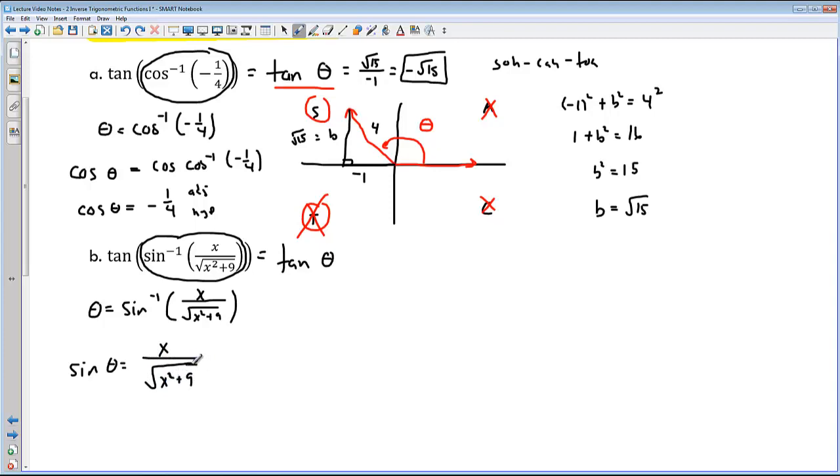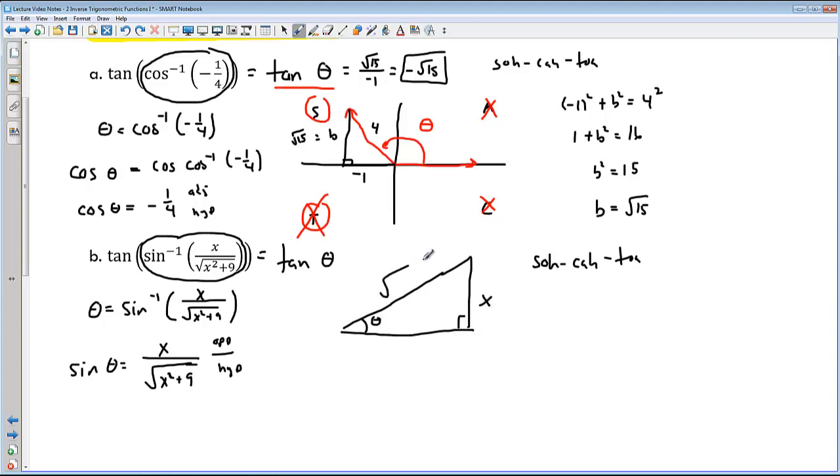And I don't need to worry about the quadrants on this one, so all I need to do is make a right triangle. So I'm going to make a right triangle that has angle theta here. And then I remember this SOHCAHTOA business. And because I have the sine, I know that this is supposed to be the opposite side, and on the bottom you have the hypotenuse. So I'm going to put an x on the opposite side of the angle, and for the hypotenuse here, I put the square root of x squared plus 9.